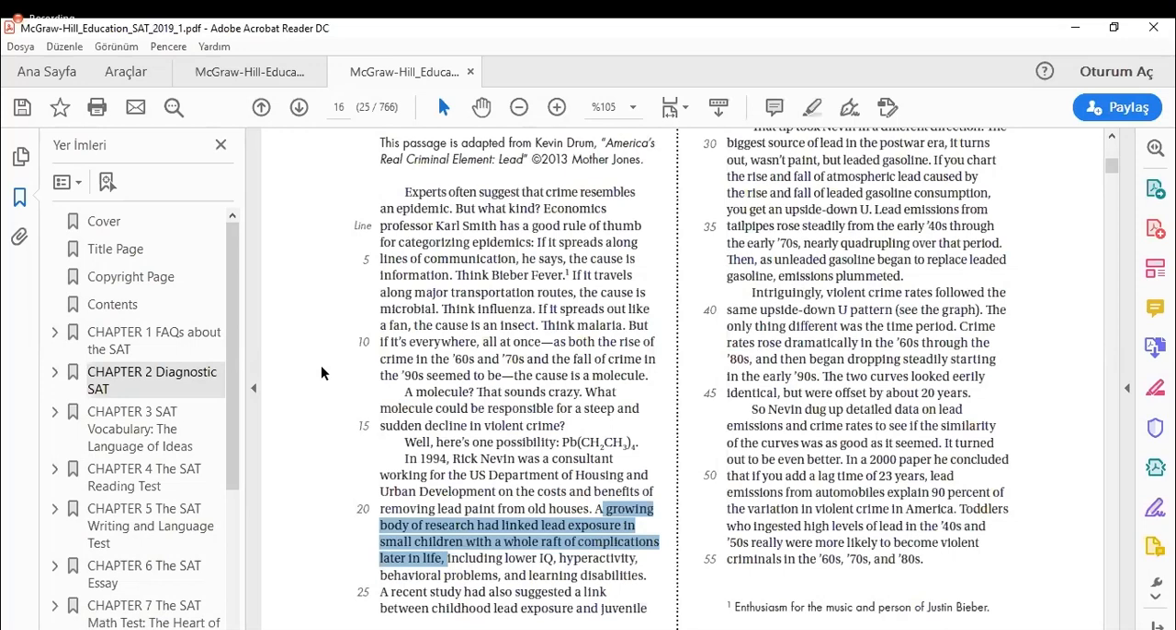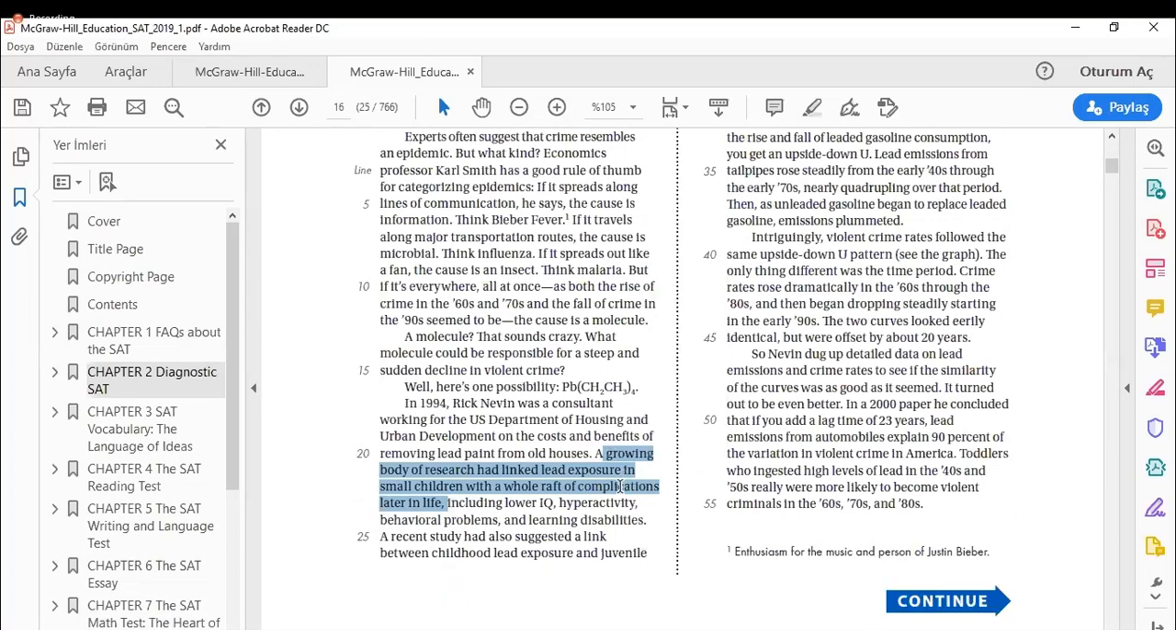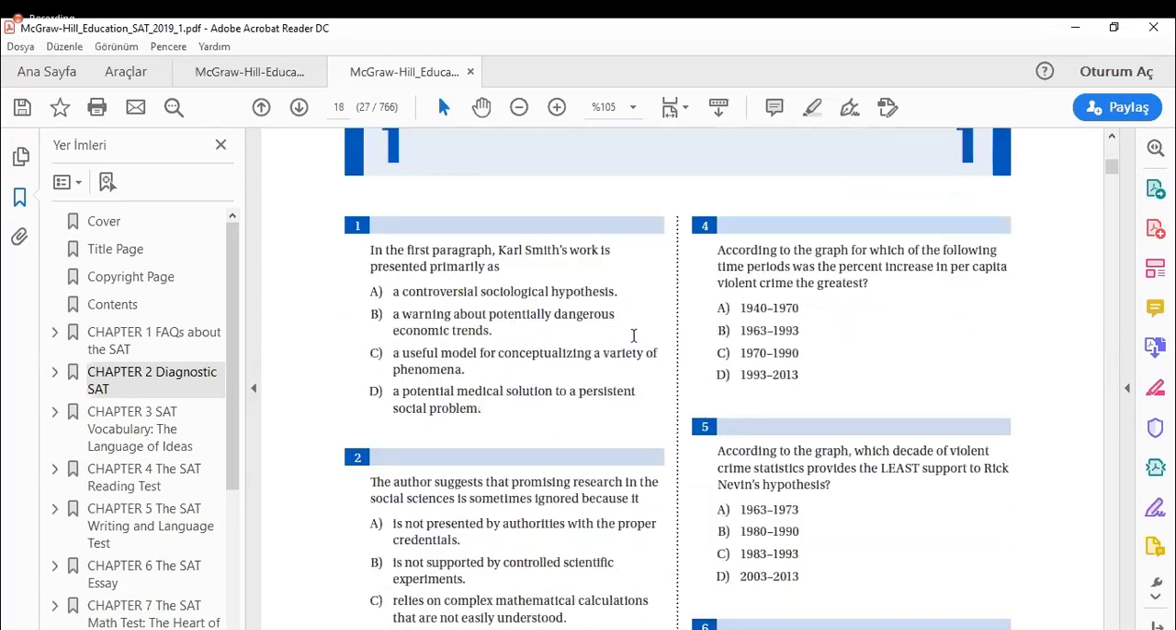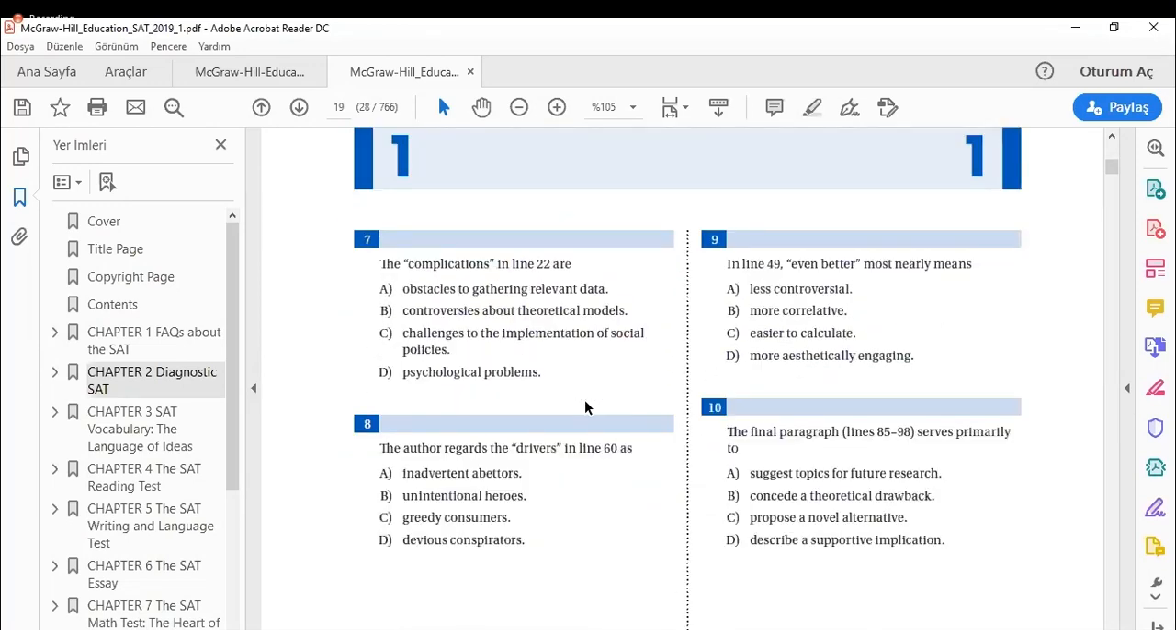Tasnem, what type of question is number 7? Yes, a vocab question, a very simple question. Complications in line 22. Remember, this is a vocab in context question. We need to consider its meaning in the sentence, in the paragraph, and in the passage. So what is the answer? Complications in line 22.